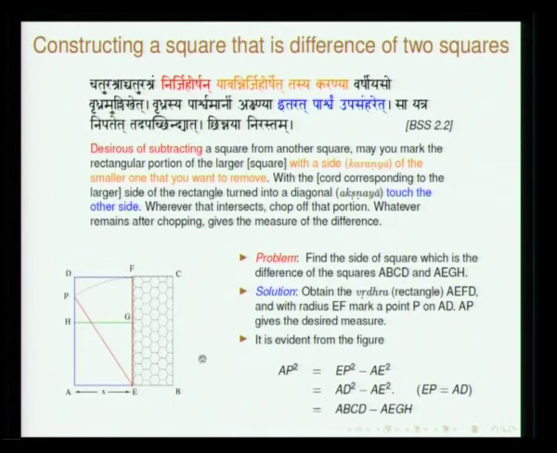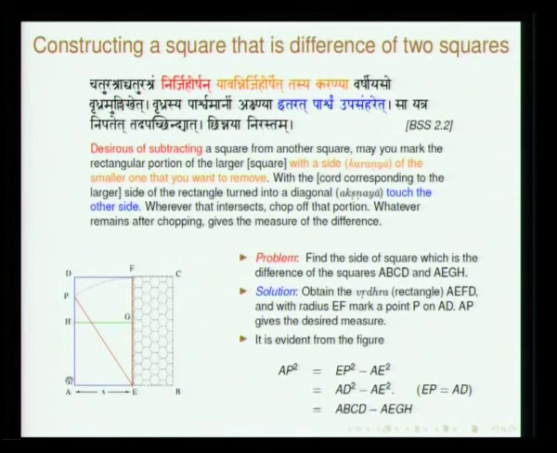So, how does it work out? We can easily see this. Just consider this triangle AEP. AP square is EP square minus AE square. Now, this EP is the same as AD, by construction. All that we see here is just an application of this Shulwa theorem. So, this AP directly gives you the side of the difference of the two squares. This is the prescription of the Bodhayana Shulva Sutra for constructing a square which is the difference of two squares.